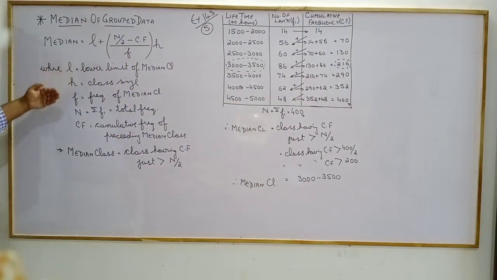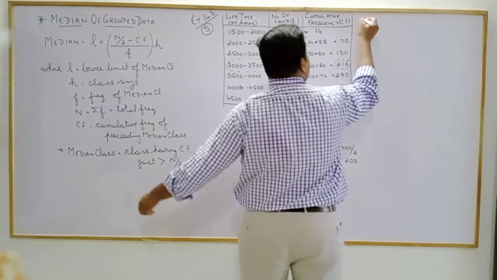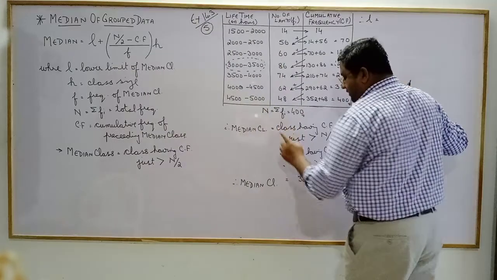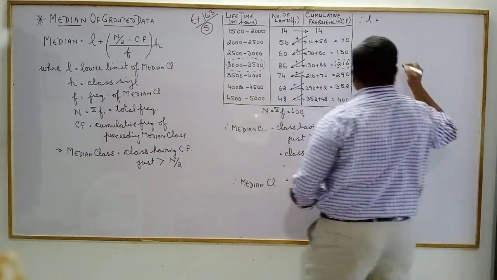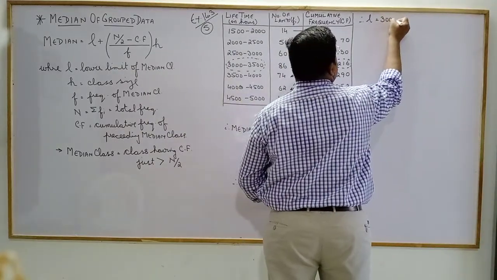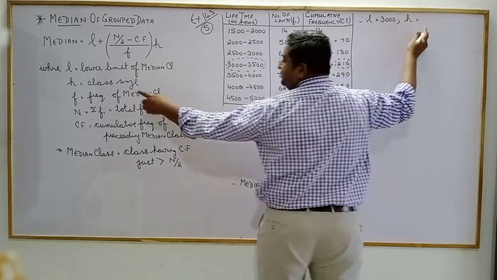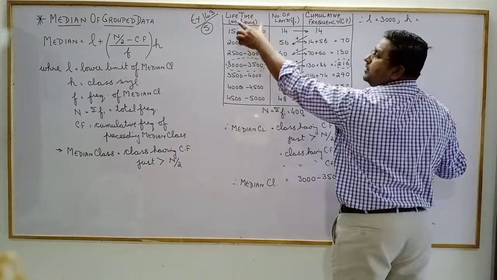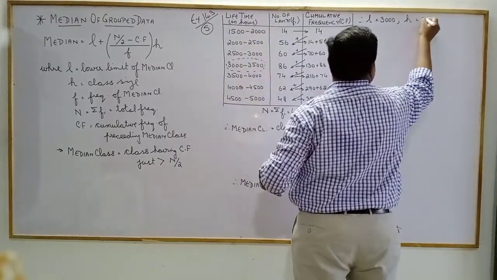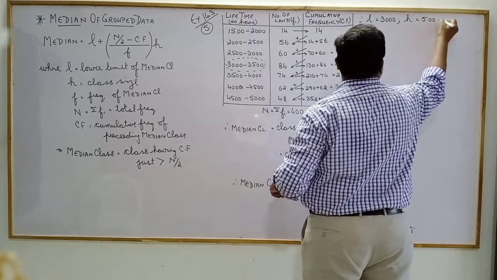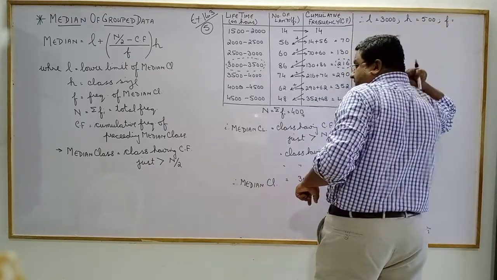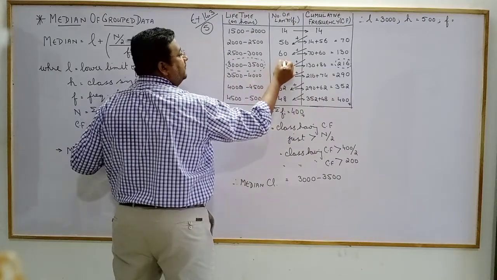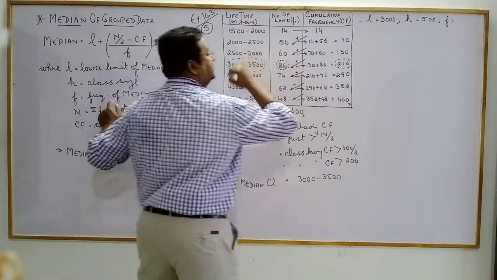What is L, H, F? So here now we come down. L means lower limit of median class. So this is our median class. Which is the lower limit? 3000. Then H is the class size. Class size you can see upper limit minus lower limit. All class sizes are equal. That is 500. Then F, frequency of median class. This is our median class. So frequency, this is frequency 86.